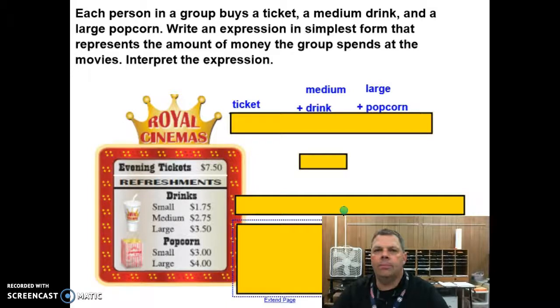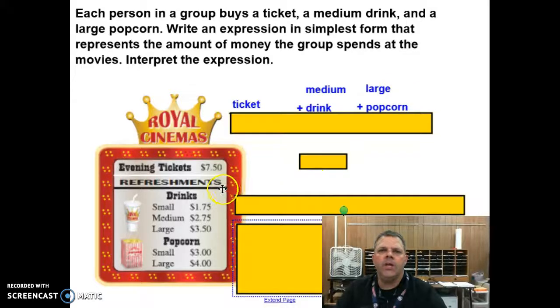Our next problem involves simplifying an expression in a story problem. Each person in the group buys a ticket, a medium drink, and a large popcorn. Write an expression in simplest form that represents the amount of money the group spends at the movies, and then interpret the expression. What we know is we need a ticket, a medium drink, and a large popcorn.